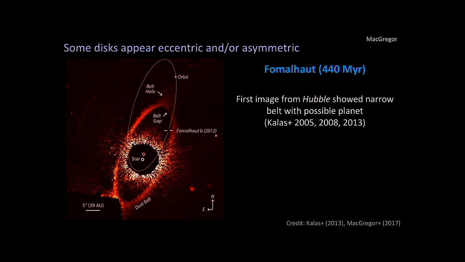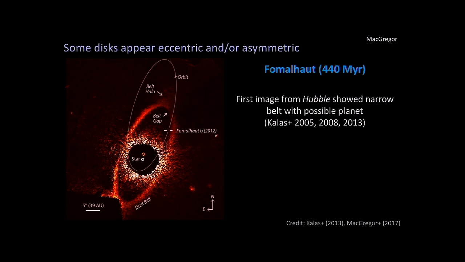Okay, so what does it look like when we go out and actually look at other disks and try to understand their structure? I'll start with Fomalhaut, which is this beautiful disk first imaged by Hubble and has this narrow ring. There was even a tentative detection of a protoplanet, Fomalhaut b. But then that became controversial because Fomalhaut b appears to be on some orbit that crosses the disk, and later observations show that Fomalhaut b might not be there at all.